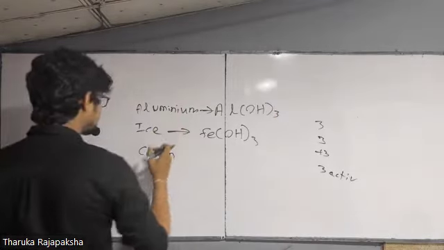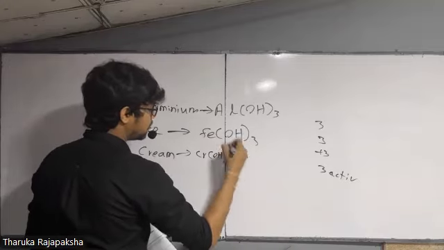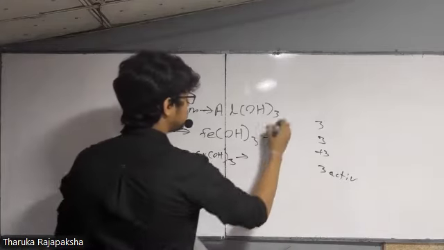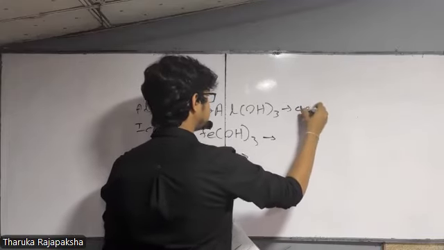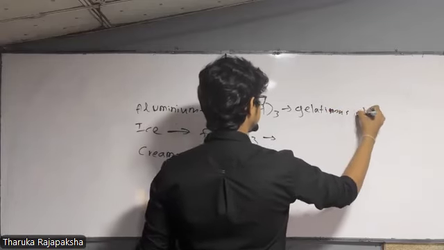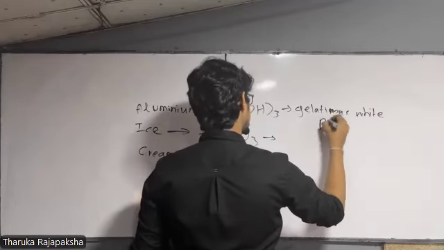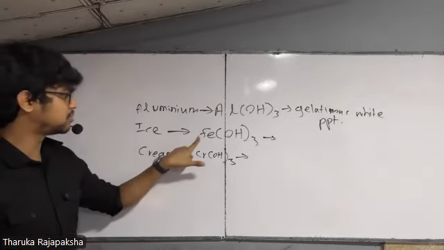So aluminium hydroxide, chromium hydroxide, Cr(OH)3, and iron hydroxide. Now the first one, this one is white color. You call this a gelatinous white precipitate. Gelatinous white precipitate. What is this one?